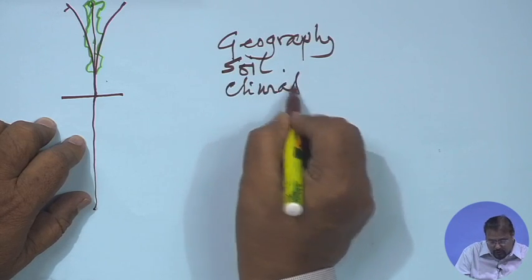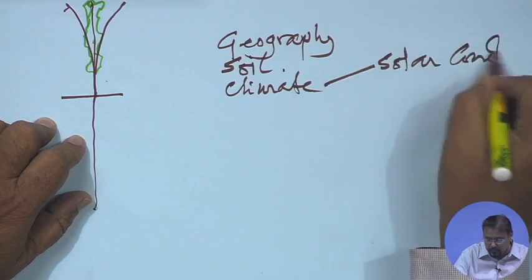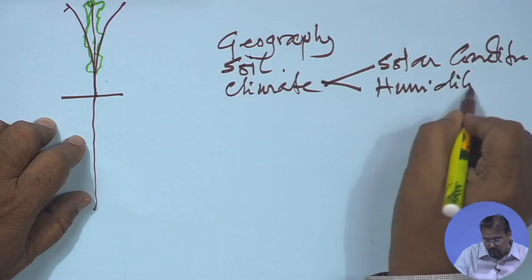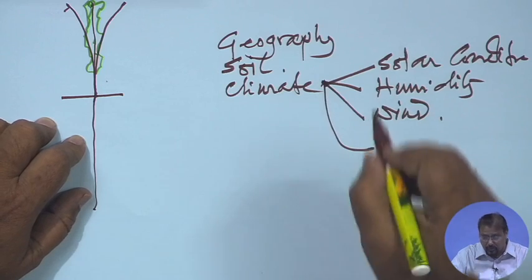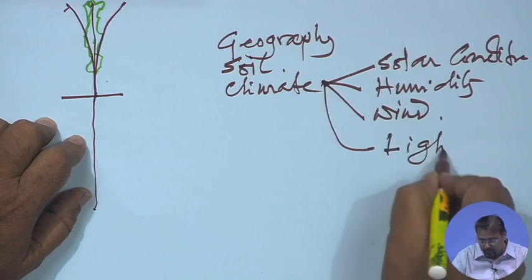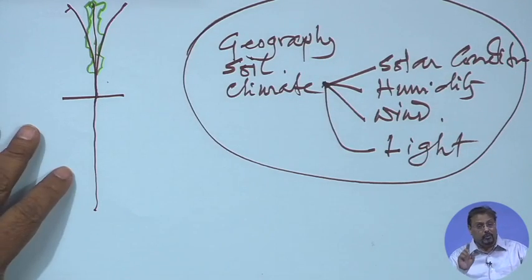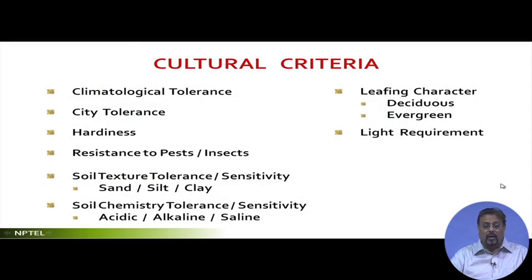When you check the climate, naturally you are going to check the solar condition, the humidity or precipitation condition, and also the wind condition, and the solar condition in terms of temperature as well as light. So when you are checking the cultural condition, all these are reviewed with respect to specific plants. The light requirement, I will discuss in detail, but you have to check how much light this particular tree requires for its survival and sustenance.